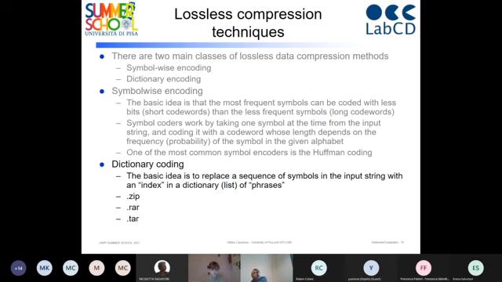In any case, the idea of Huffman is to represent the most common characters with few bits, and the less common characters with more bits. And you can get a very good compression ratio depending on the alphabet. The other idea is the dictionary coding, which is based on this one.